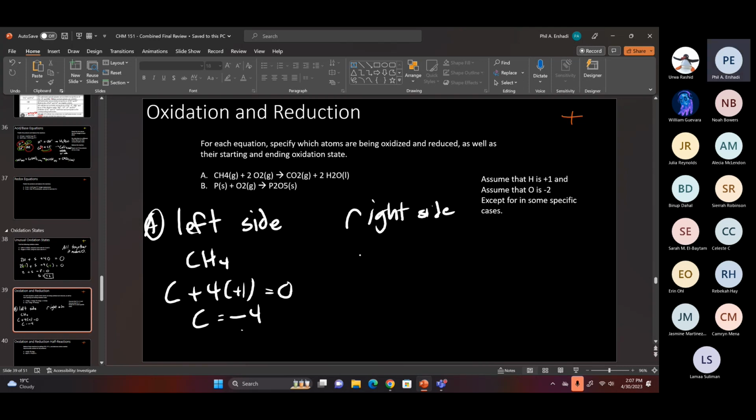And now if we go to the right side and we look at CO2, we have a carbon and 2 oxygens. As we said, oxygen was -2. Set that equal to 0. If we do the math there, what's my charge for carbon?